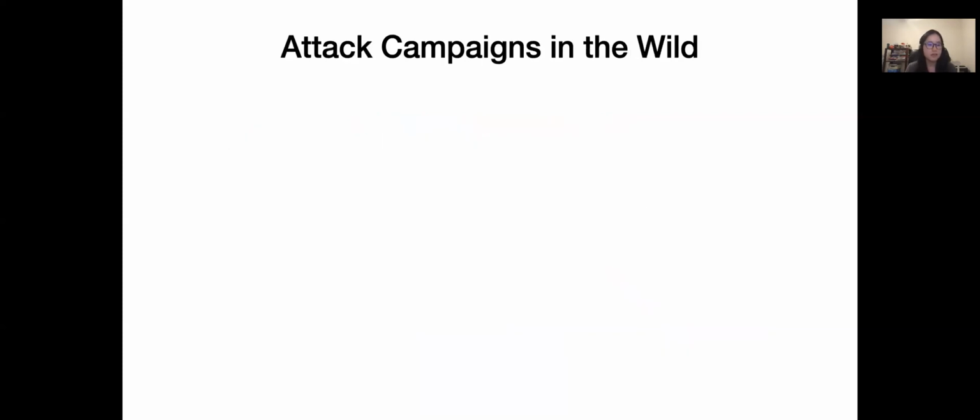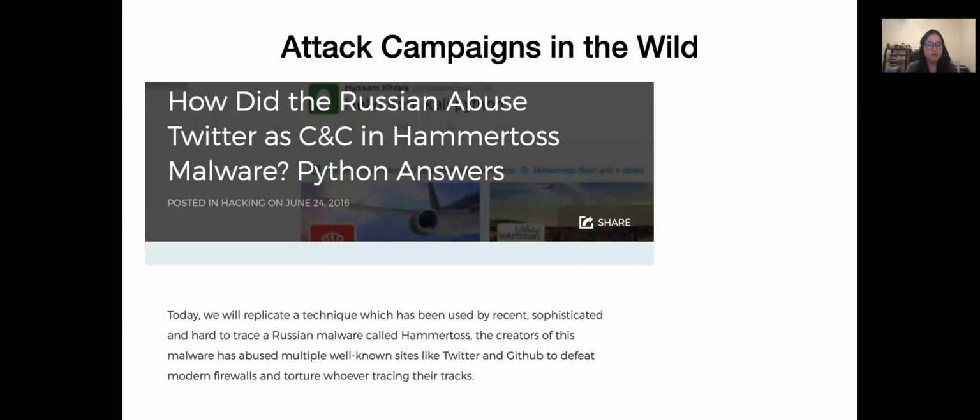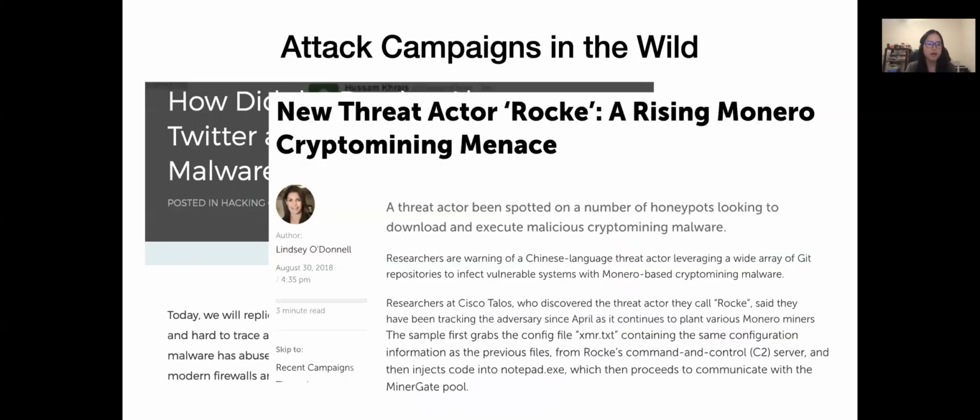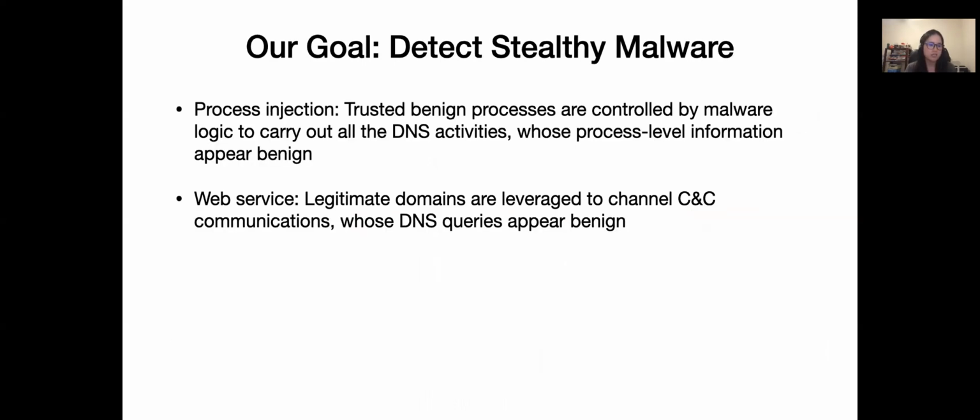These techniques have been used in various attack campaigns in the wild. One example is the Hammertoss malware, which used Twitter and GitHub to host malicious content and channel its C2 communications. Another example is Rocke, which again leverages Git repos and also injects into notepad.exe, effectively making Notepad do all the C2 communications.